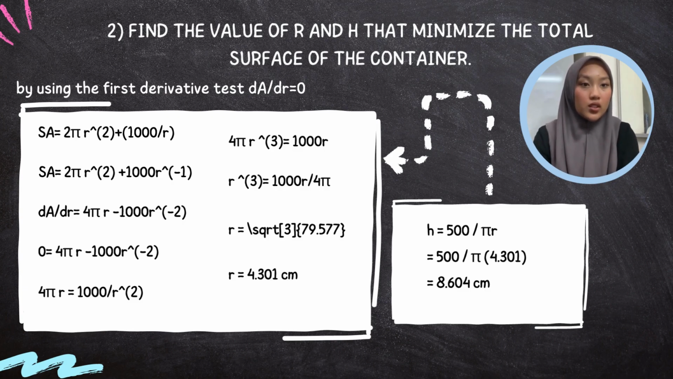So we just take the cube root, and 79.577 is from the 1000 over pi, and we will get the radius of 4.301 centimeter. To find the height, the formula is 5000 over pi r. So we just substitute the r that we got just now into the formula, and we will get the height of the container is 8.604 centimeter.